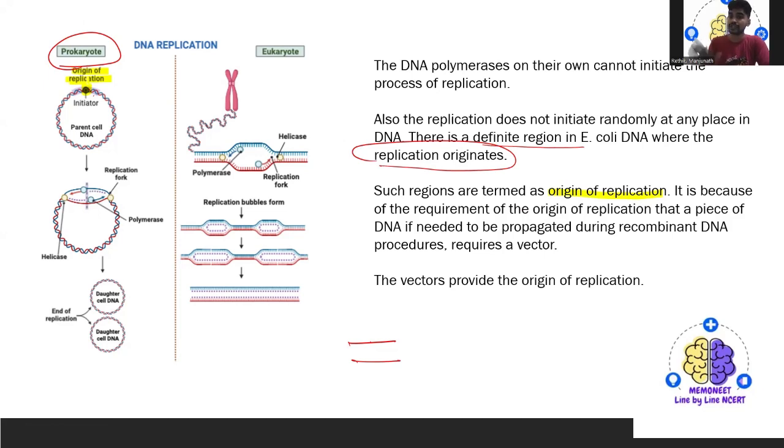Because of the requirement of the origin of replication, a piece of DNA, if it needs to be propagated during the recombinant DNA procedure, requires a vector. So the vector provides the origin of replication. So what happens in E. coli? You will find a specific place. If you are choosing a vector or the E. coli DNA, there will be a specific place called the origin of replication, from where this replication will take place. The initiation process will occur in the origin of replication itself. Okay.